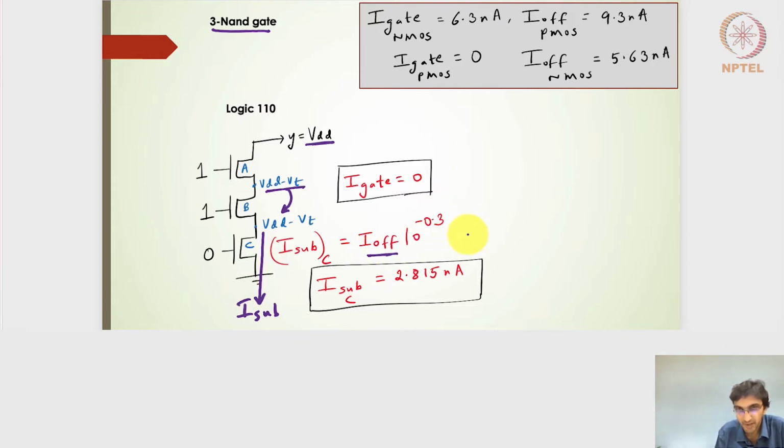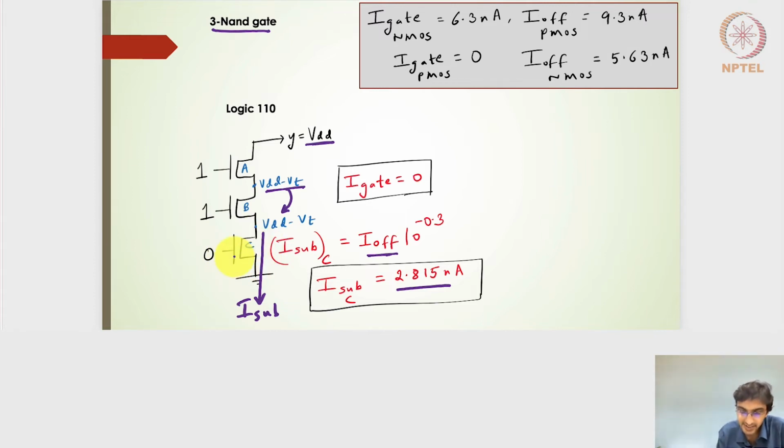So it is nothing but 0.501 multiplied by I off. I off of the NMOS transistor is nothing but 5.63. That has been characterized or given in the data sheet. We will get 2.815 nanoamperes as the subthreshold leakage current that will be flowing across these 3 transistors, although it is defined by the C transistor.